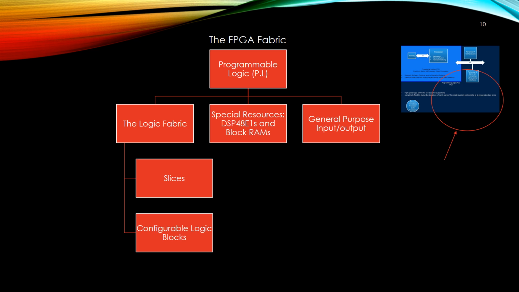Now that we have thoroughly covered the PS processing system part, which was the ARM A9 Cortex processor, let's talk about the PL. The PL is predominantly composed of general-purpose FPGA logic fabric, which is further composed of slices and configurable logic blocks, CLBs. The PL has 2 special resources known as DSP48E1s and block RAMs. Finally, the PL consists of general-purpose input-output to allow communication with the outer world. Now let's describe each part to understand the logic fabric.